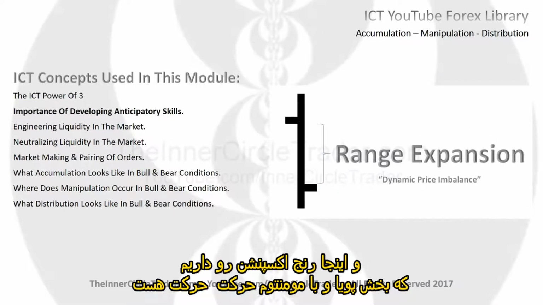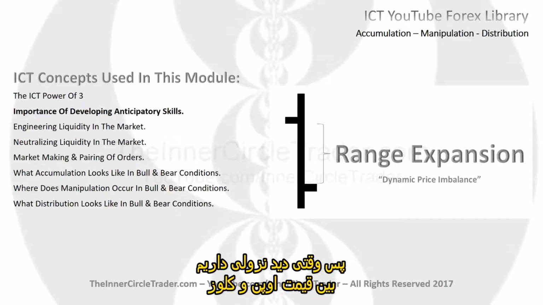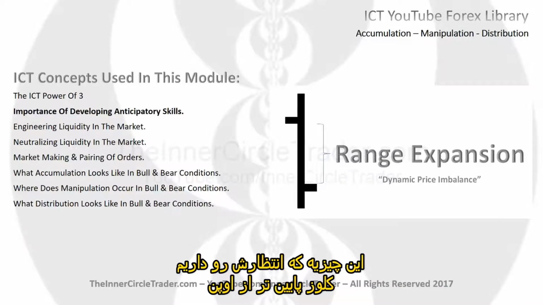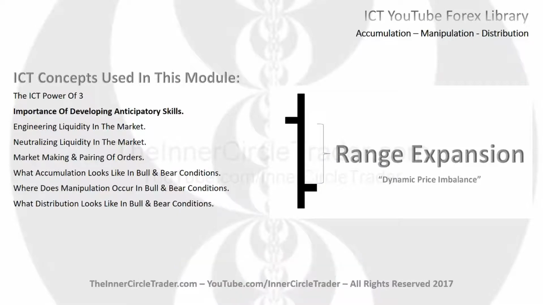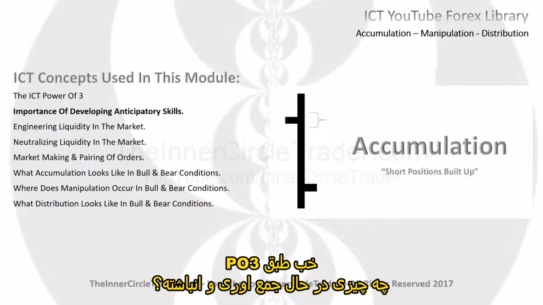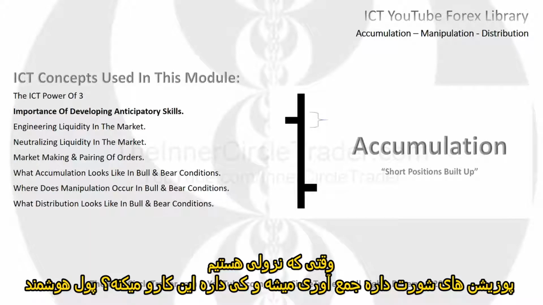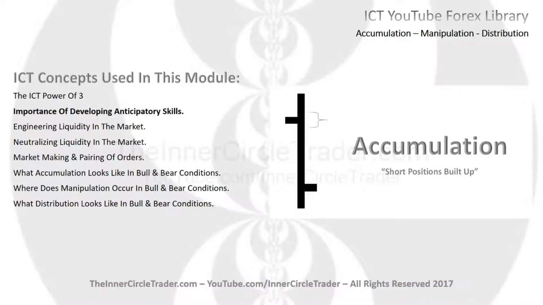And we have the range expansion cycle that is basically dynamic price imbalance. So between the opening price and the closing price, when we're bearish, this is what we would be expecting or anticipating in price, okay, a lower close. Now, in the form of Power 3, what is accumulating? Well, from the opening, when we're bearish, short positions are building up. And who's building up short positions? Smart money.